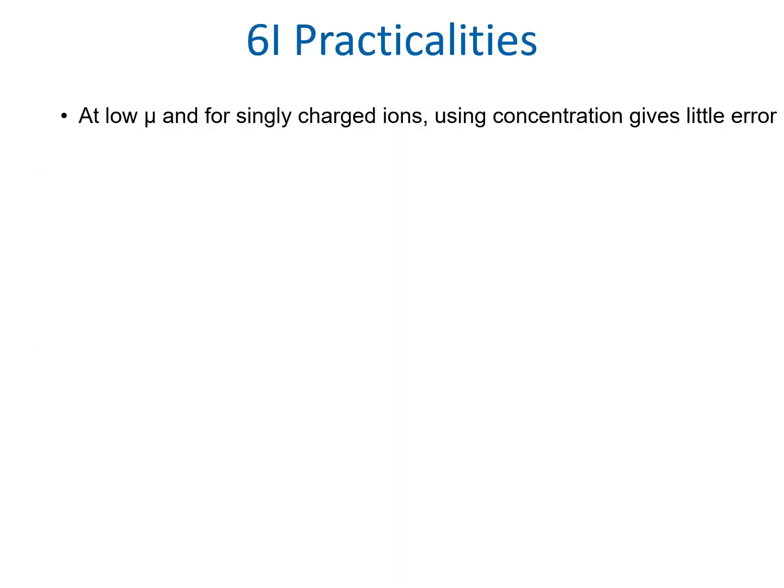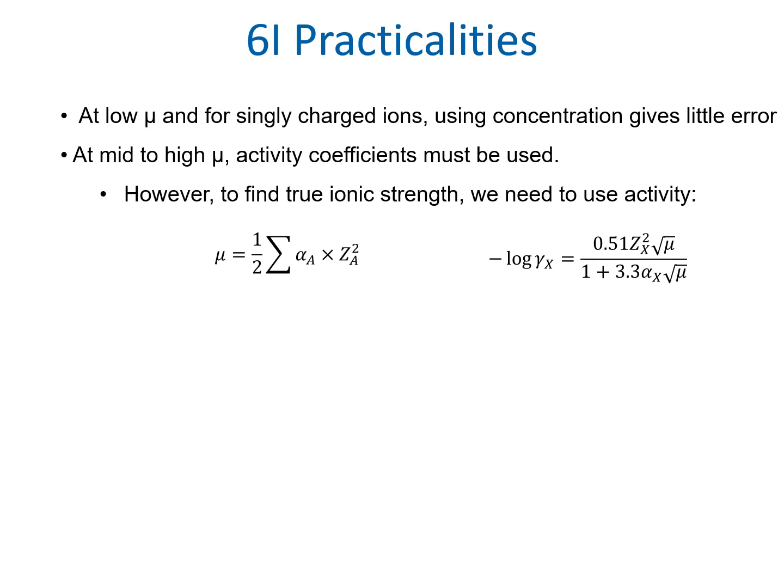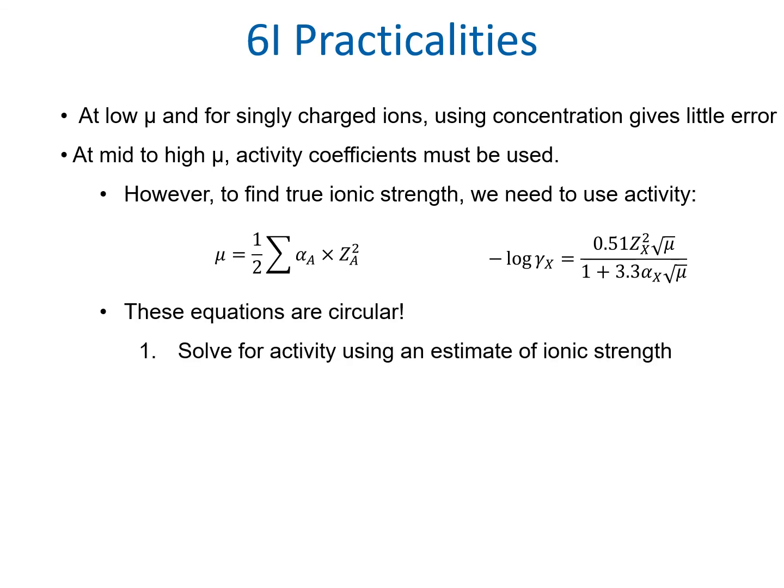When we're trying to understand what's going on in a system, ionic strength and activities may or may not be important. For low ionic strength systems with only +1 and -1 charges, we can often ignore the activity coefficients and treat them as 1. When we have mid to high ionic strength, anything above 1 millimolar, we should use activity coefficients and then the activity instead. But activity and ionic strength actually depend on each other. So how do we deal with that? Here's how to do it.